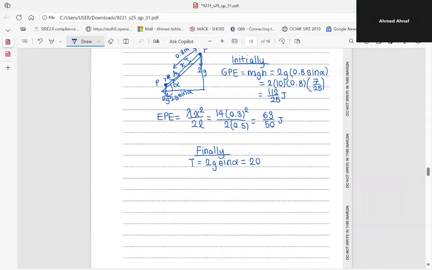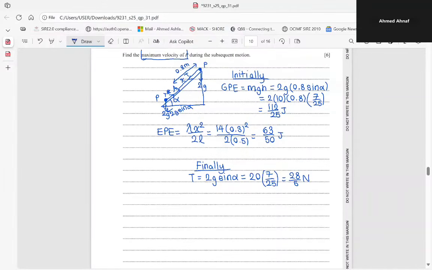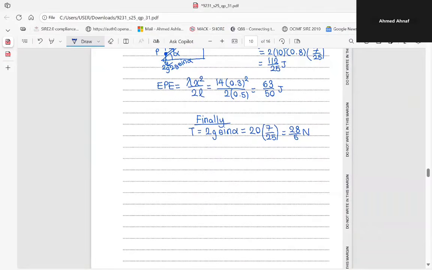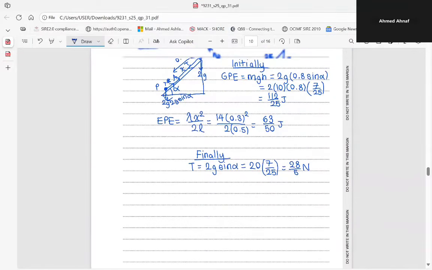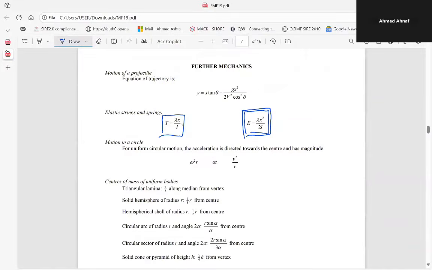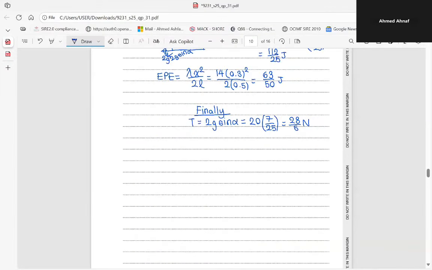So that's just 20 times 7 over 25, which is 28 over 5 newtons. Yeah, so now we can find the extension of the string at that point using this formula, T equals lambda x over L. So T equals lambda x over L. x would be TL divided by lambda.